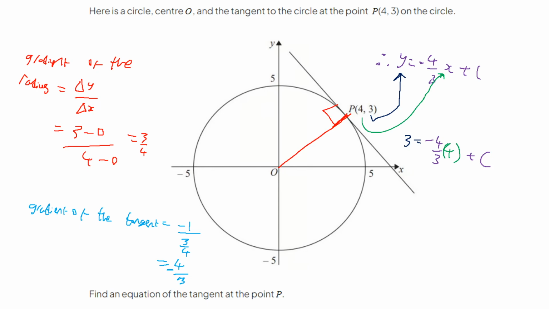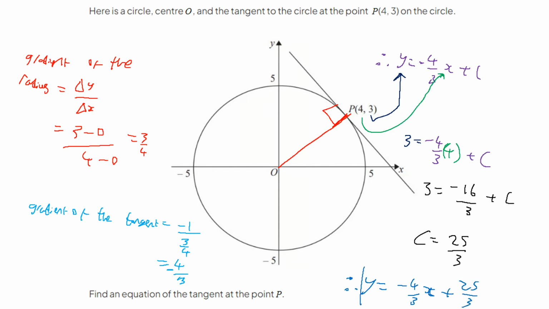And now let's solve the equation. So we're left with 3 is equal to negative 16 over 3 plus c. And so therefore c is going to equal, what's 3 plus 16 over 3? 25 over 3. And so therefore we're left with y equals minus 4 over 3x plus 25 over 3. And that is our final answer.